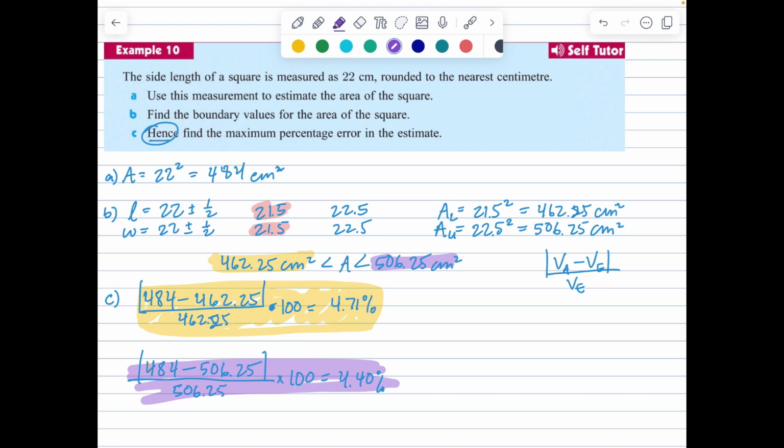So we can see these are two different percentages. The reason for that is we have the same difference, but the difference is over different numbers. We have a smaller denominator. So the difference is a larger percentage of that smaller denominator for the yellow, hence the larger percentage error. So the question asks, what's the maximum percentage error? Well, the maximum percentage error would be 4.71. That's bigger than 4.4. And so that's the answer, 4.71%.